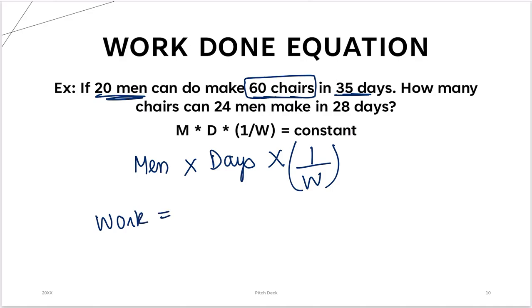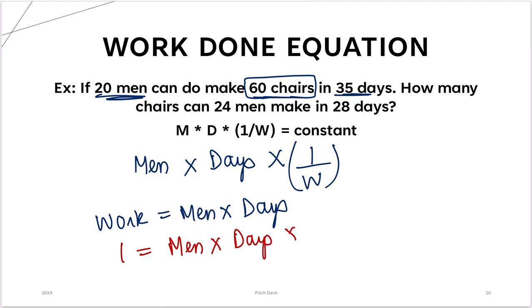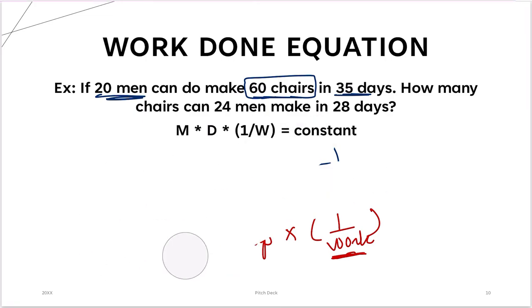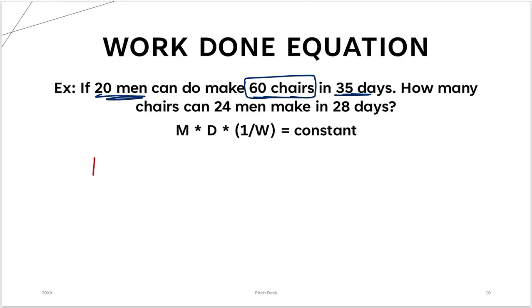Or you can see it like this. I hope you remember work is equal to men into days. So if I take work to the other side, we can take work on the other side, that is 1 is equal to men into days into 1 by work. So the amount of work we have will come in the denominator now, right? Now, if we see here, men in one case into number of days in first case into work. Work means number of items in the first case.